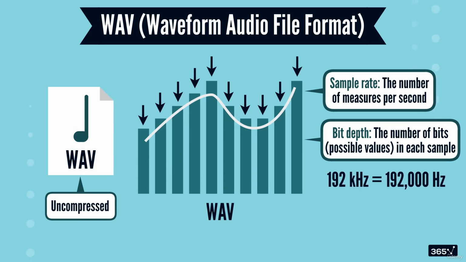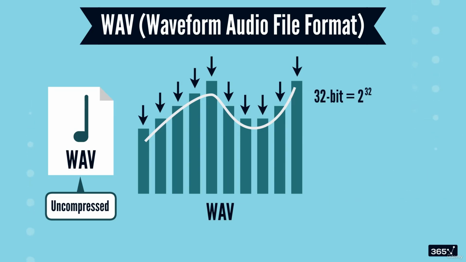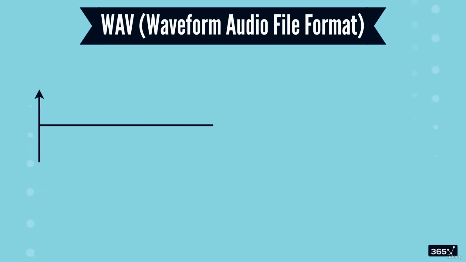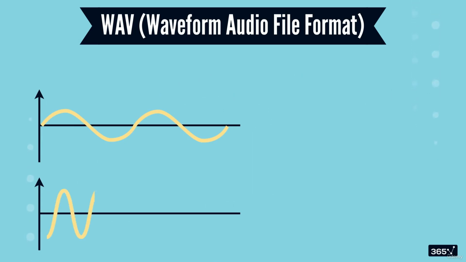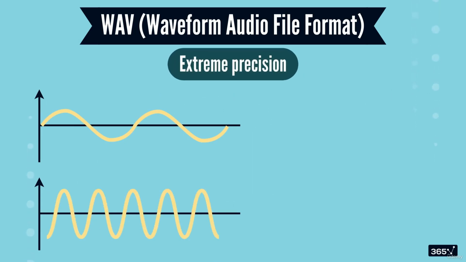So 192 kHz is the same as 192,000 Hz, meaning the signal was sampled 192,000 times per second. A 32-bit bit depth means that each sample in the audio can store 2 to the power of 32 different sound levels, which equals about 4.3 billion possible values. This incredibly high resolution allows a tremendous dynamic range, meaning it can capture quiet and loud sounds with extreme precision.